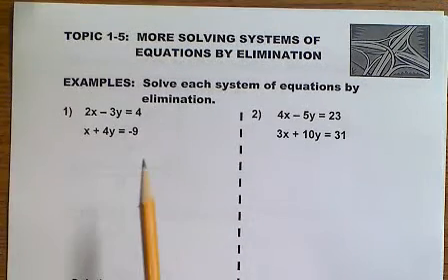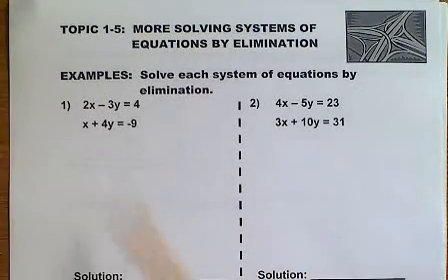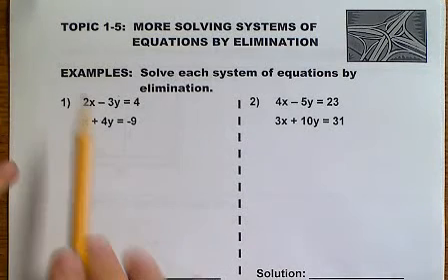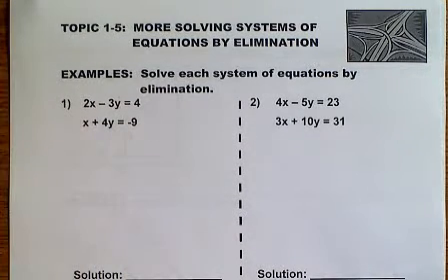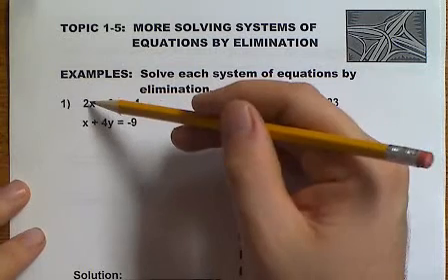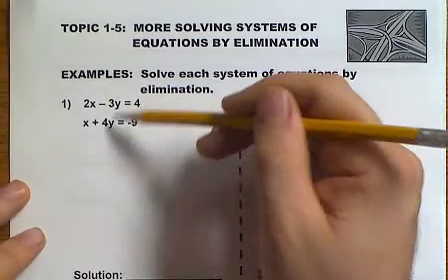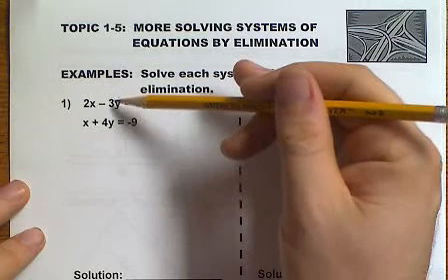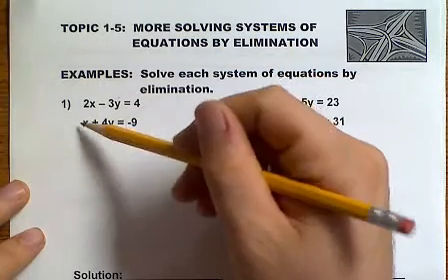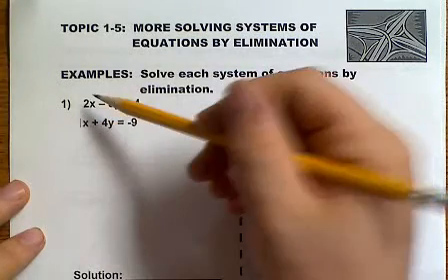So we're going to solve by elimination, and our first thing is we look for numbers that are the same. Well, 2 and 1 and 3 and 4 are not the same. What that means is I need to multiply one or both equations to get one of my variables to be the same. So I can choose to either eliminate x or eliminate y. Well, nothing times 3 gives me 4. But 2 times 1 will give me 2.